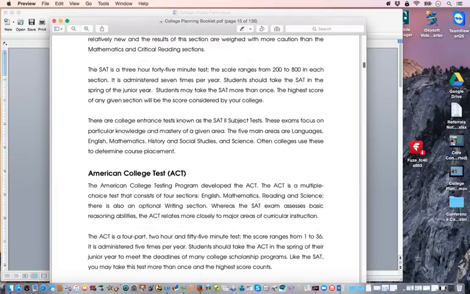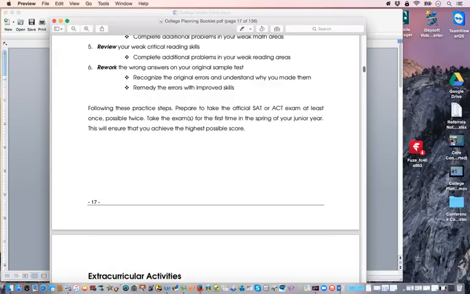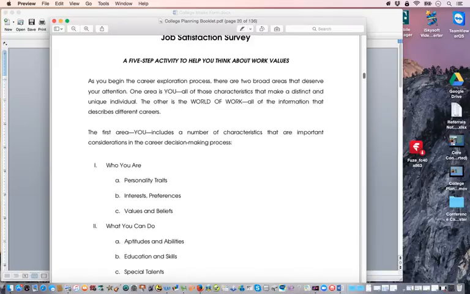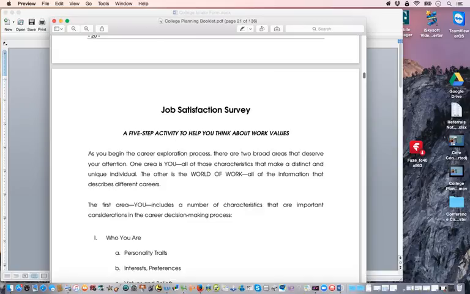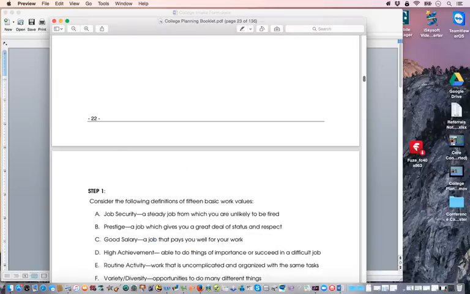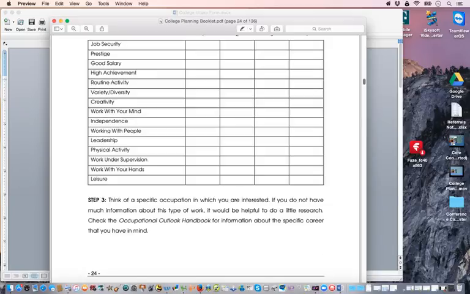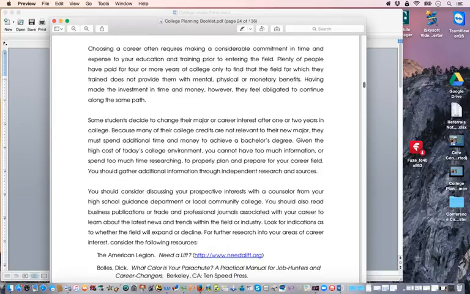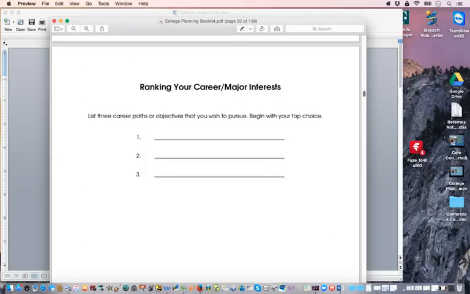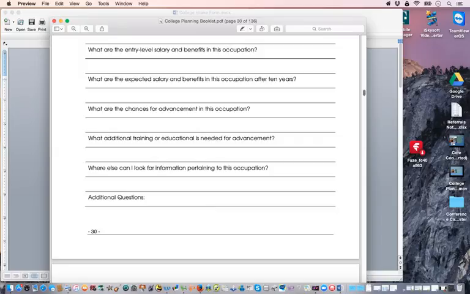So there's the aptitude and ACT test and how to prepare for that, and a job notification survey. There's a 5-step activity to help you think about what you really want to do when you grow up. You've got the 15-minute assessment test, but this is just another exercise they can do in the booklet that we're going to bring back to them. Job security. All these are different things they can fill out on their own and create a score, and then they can rank the majors and stuff like that.